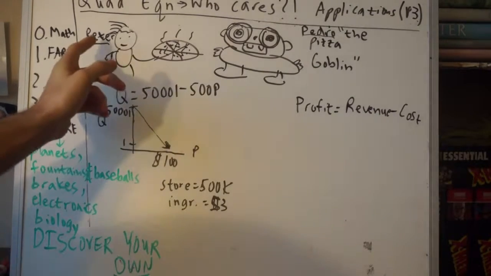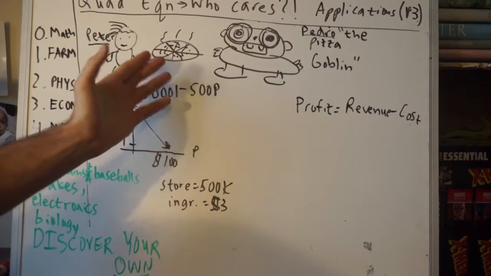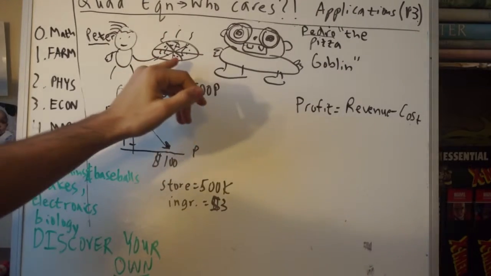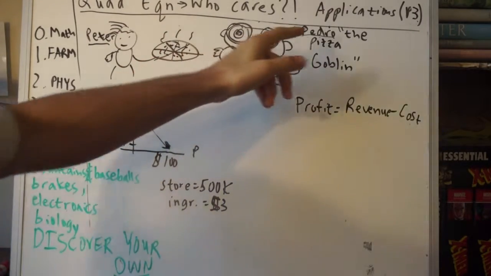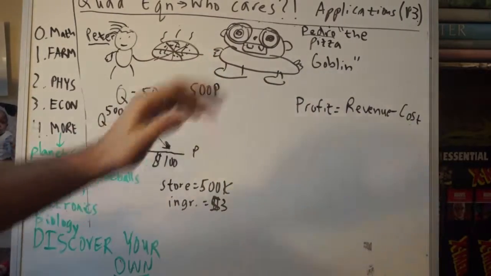In our example, we have Peter, who's a pizza store owner. There's my beautiful artwork of him making a pizza, and it smells good. Don't make jokes. Okay. And then you have Pedro the Pizza Goblin. And as you can tell, he's a little mesmerized by the pizza.